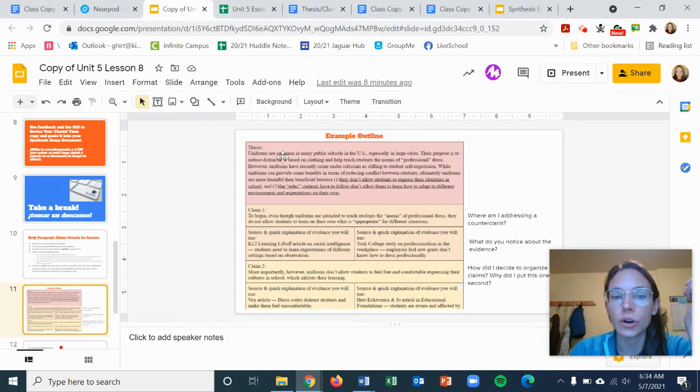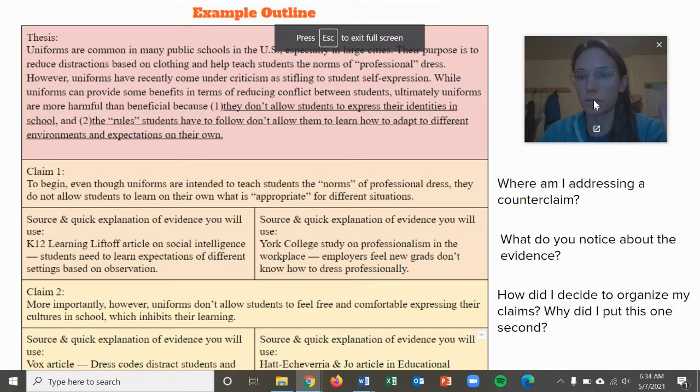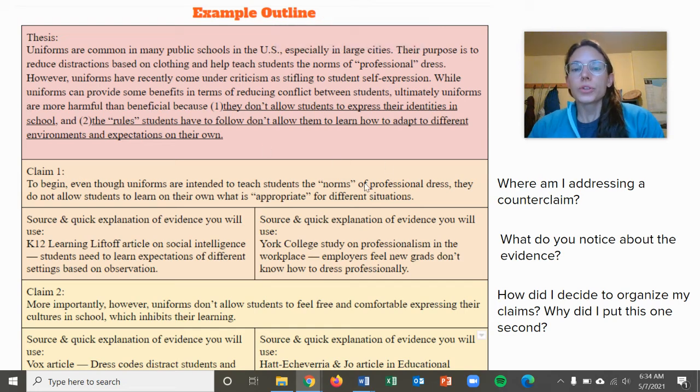Okay, so here's an example. It's a little hard to see, so we're going to... Okay, so here's my thesis again. And again, I have those two reasons to support my position against uniforms. So this first claim is where I am addressing a counterclaim. So the claim says, to begin, even though uniforms are intended to teach students the norms of professional dress, they don't allow students to learn on their own what is appropriate for different situations.